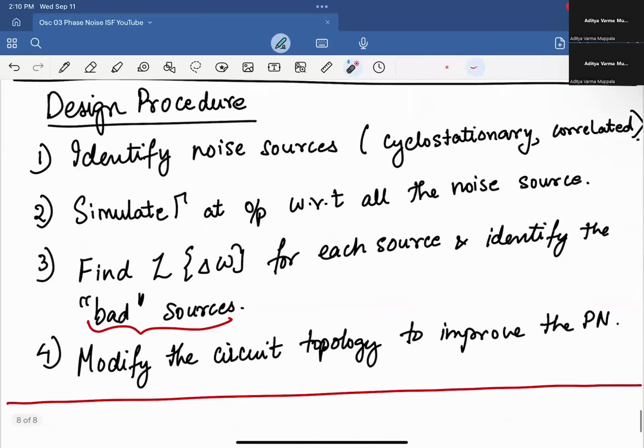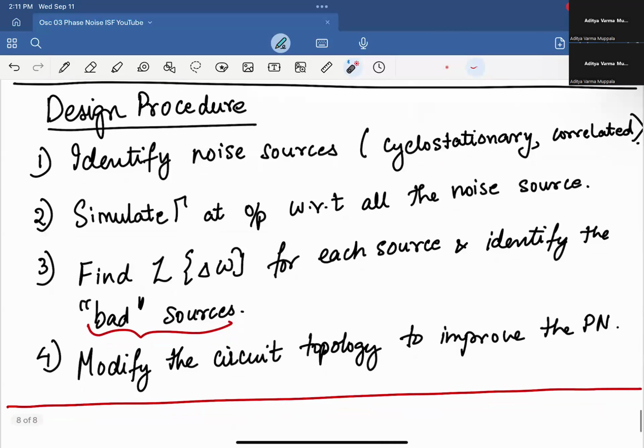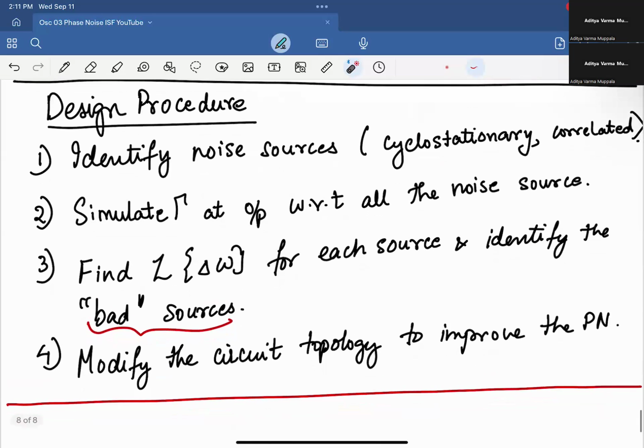Then we briefly looked at some design procedure on how we could use all of these models that were developed, and this entire theory, to actually design circuits with low phase noise. In a future video, we'll look at how to simulate the ISF and then use it to design low phase noise circuits. I'm also excited about that part.